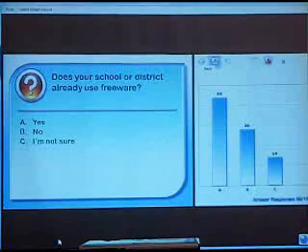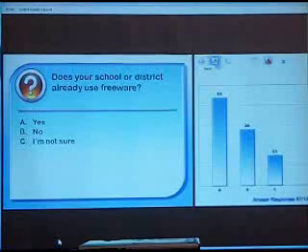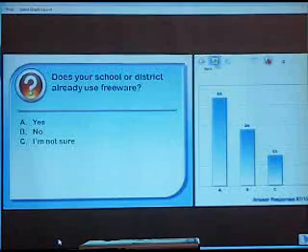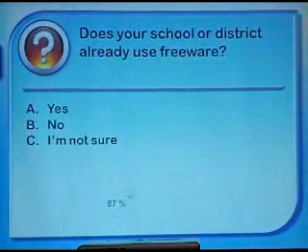Okay, 44% said yes. So we're off to a good start. You know, there's freeware introduced in most of your counties. That sounds pretty good. Some people aren't sure, 15%, and 28% no. All right, let's see. I have to press this again.